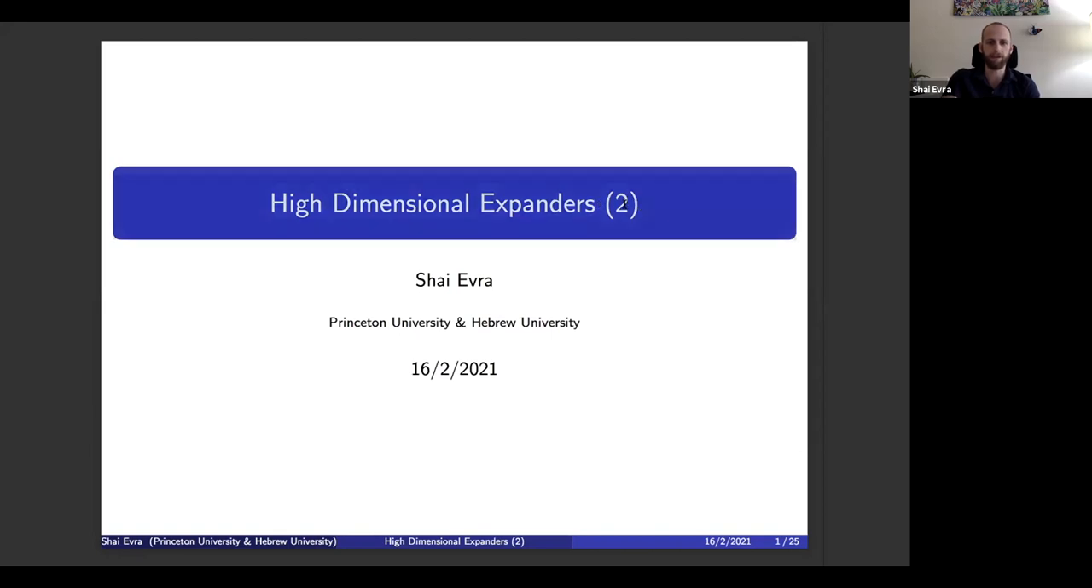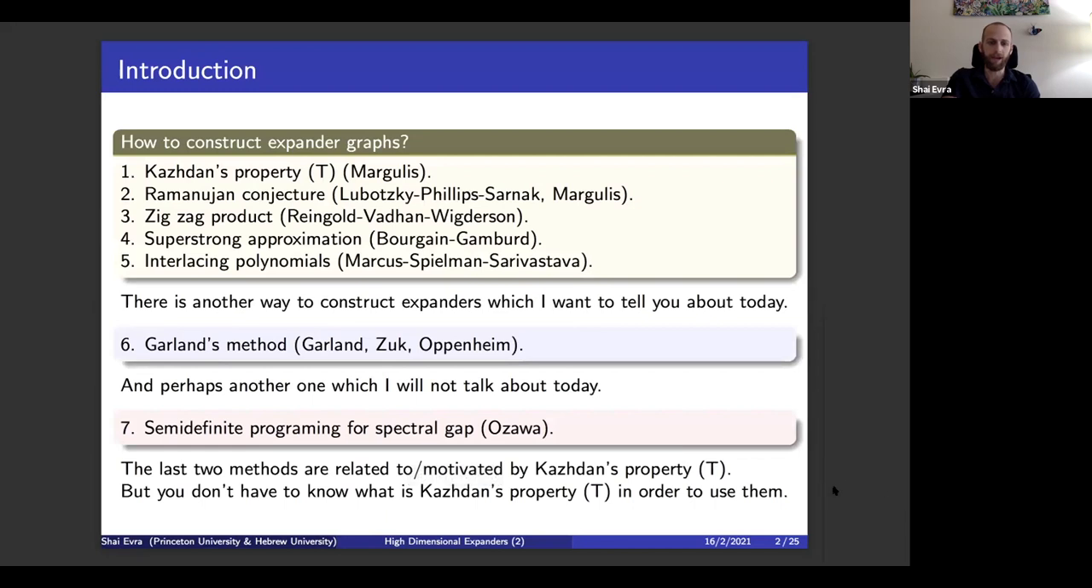Even though the title of this talk is high dimensional expanders, I'm going to explain the entire method just in the language of graphs. And actually I want to even advertise this method as a new way to construct expander graphs. So as most of you are well aware, if one is interested in constructing explicit expander graphs, there are a few ways to do it.